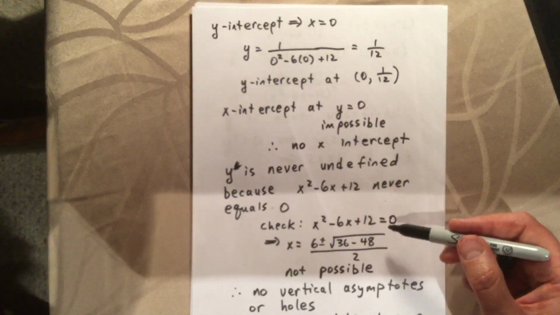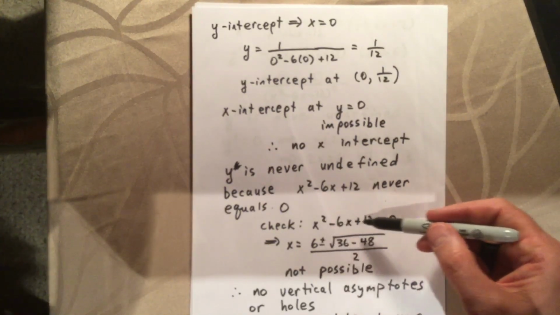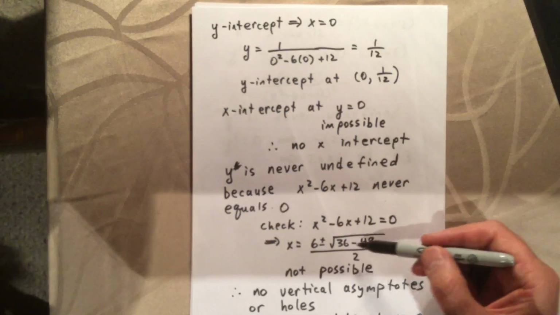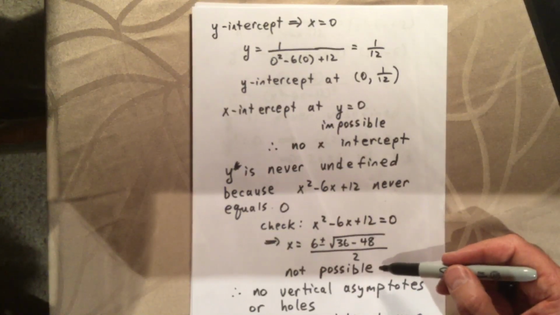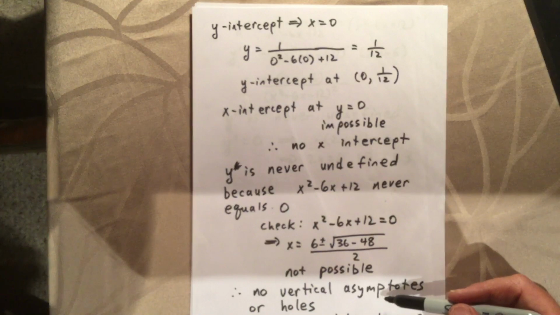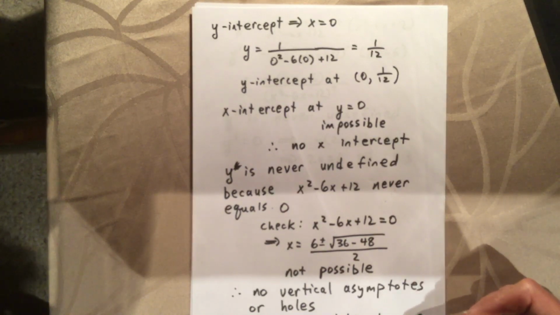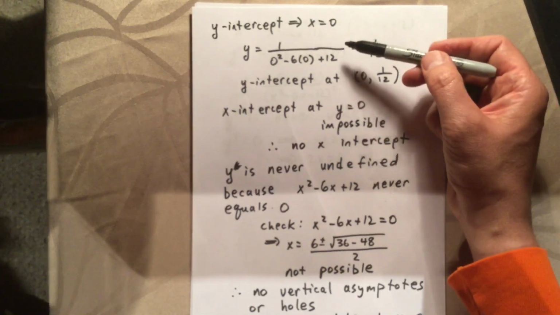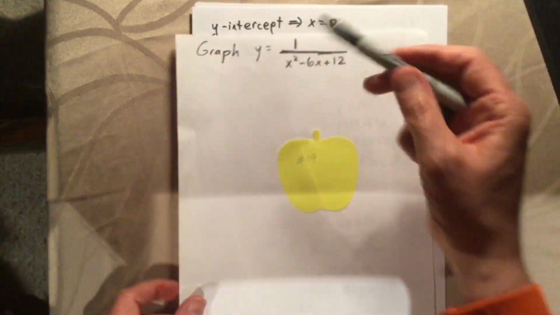To check if that's true, we can let x squared minus 6x plus 12 equal 0. We see we would get a negative discriminant, so it's not possible. So there are no vertical asymptotes or holes. There is, however, a horizontal asymptote at y equals 0 because the curve is degree 0 over degree 2.